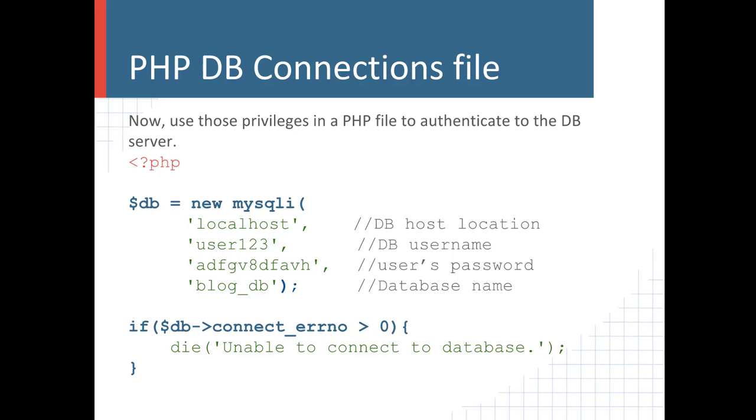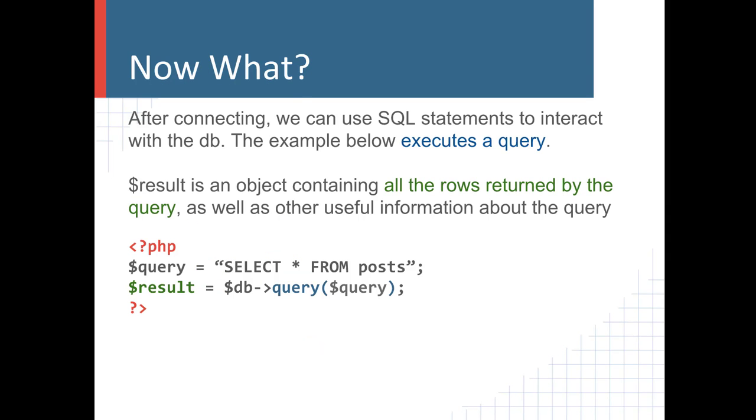Now we can connect that user to the database via a PHP file in order to allow it to execute the commands specified with our PHP. Once we have connected to the database, we are authorized to execute commands on the database. We execute those commands by using the query function, as seen here. The result in this case would be an object that returns all of the rows of data in an associative array.